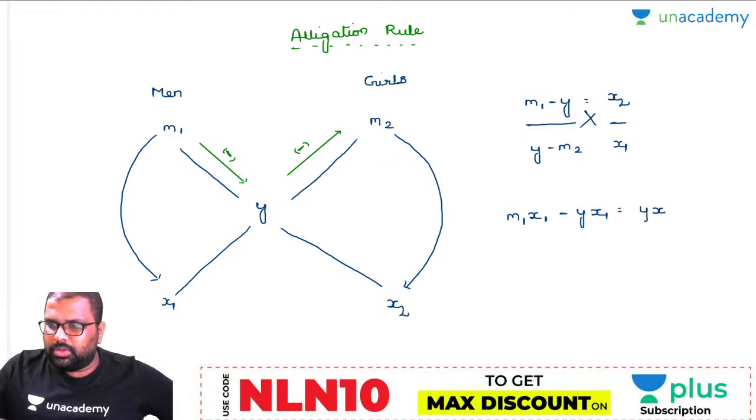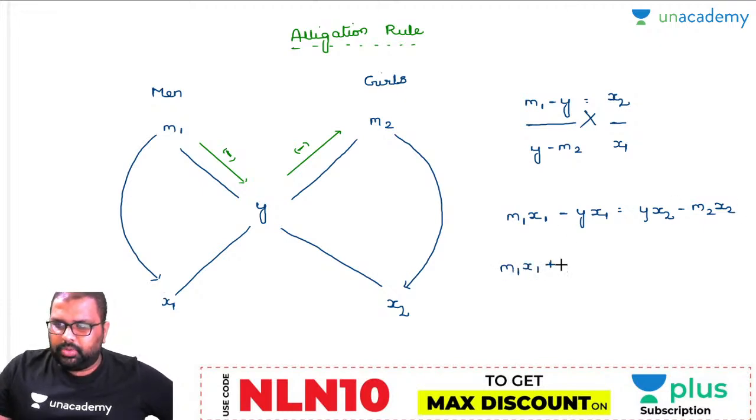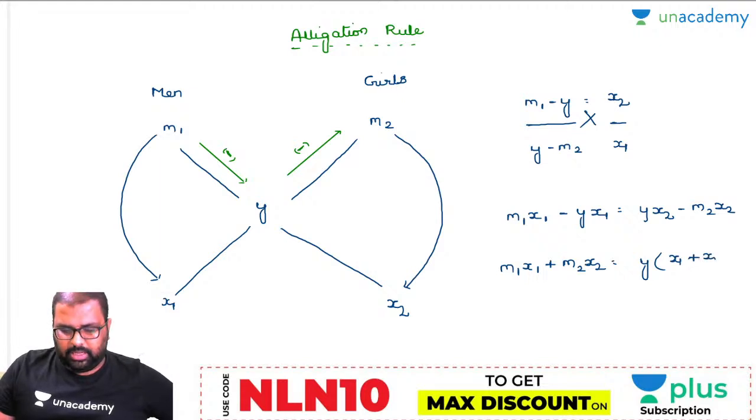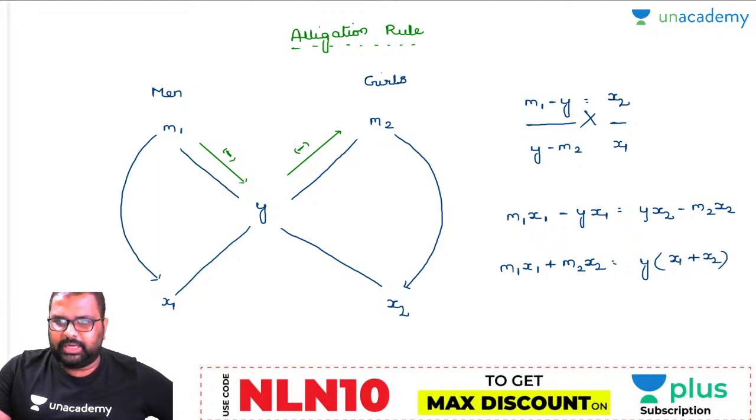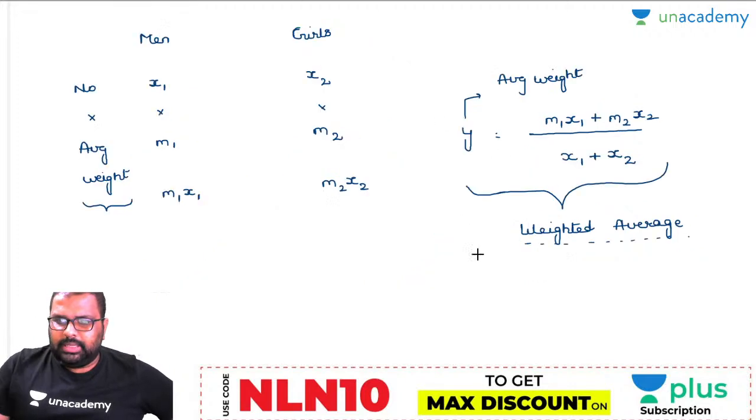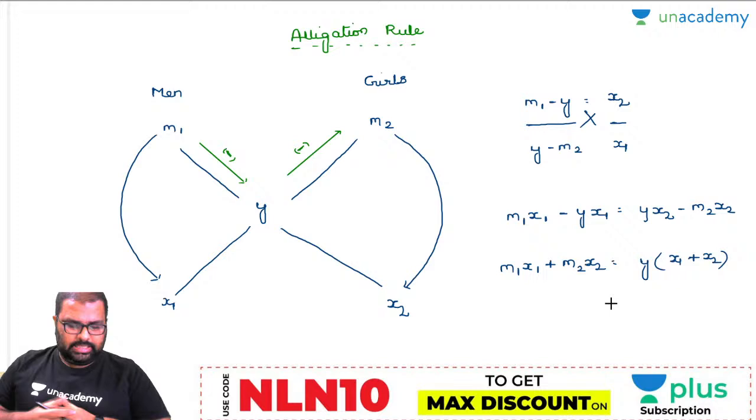Y x2 minus m2 x2. Now rearrange this. M1x1 plus m2x2 is equal to y into x1 plus x2. Now you will get the same formula you got in the previous slide. Am I right or wrong? Please let me know. You got the same answer you got in the previous slide. Yes, you got the same answer.